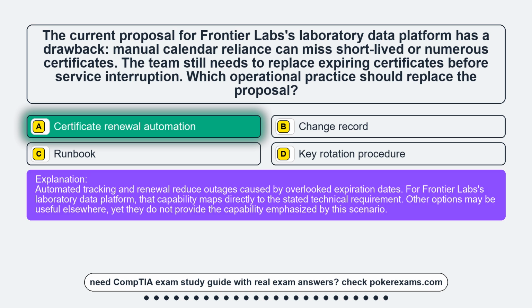Automated tracking and renewal reduce outages caused by overlooked expiration dates. For Frontier Labs' laboratory data platform, that capability maps directly to the stated technical requirement. Other options may be useful elsewhere, yet they do not provide the capability emphasized by this scenario.